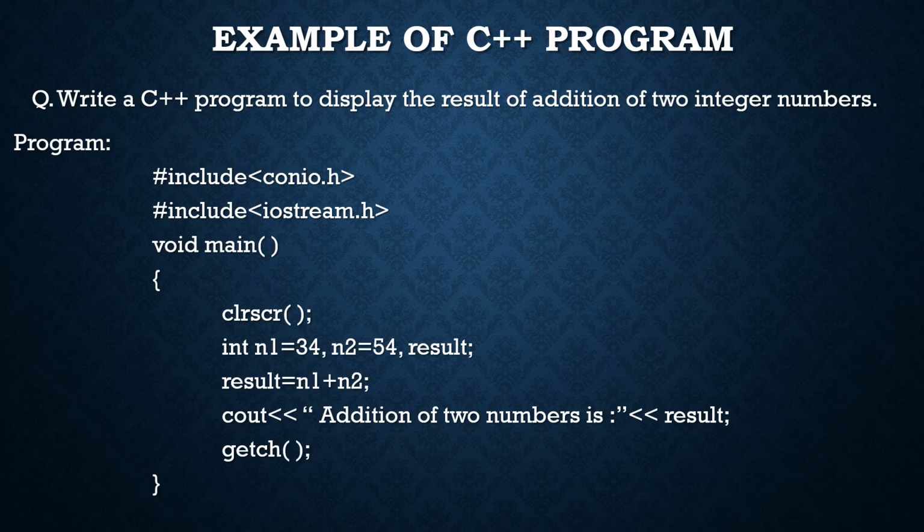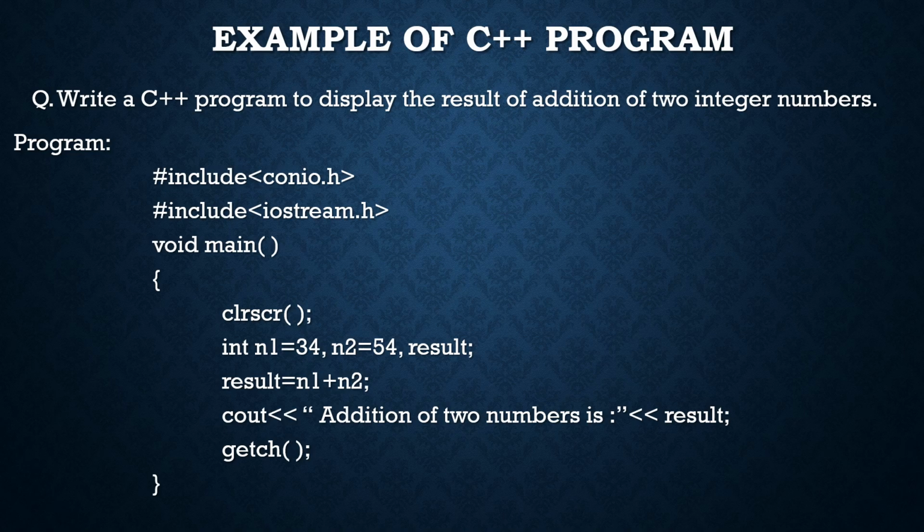n1 is for storing the first number, n2 is used for storing the second number, and result is used for storing the output, the summation of the numbers. So these three variables you need to declare in the second step. You can take different names and different values for the variables.